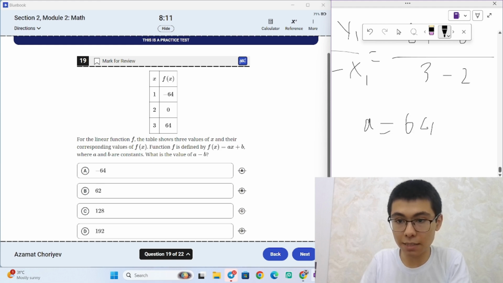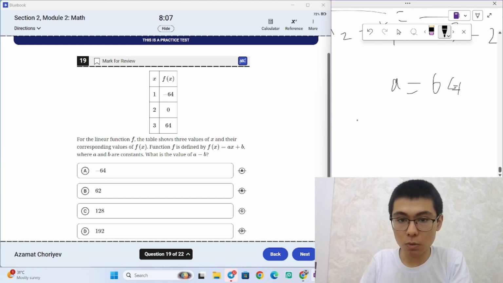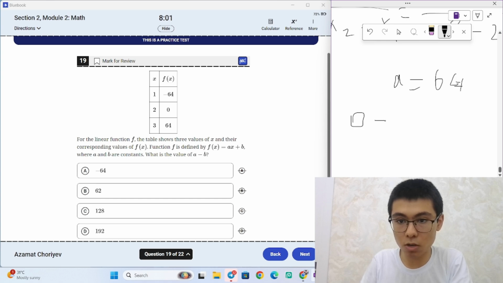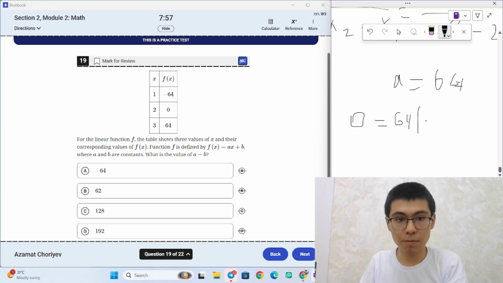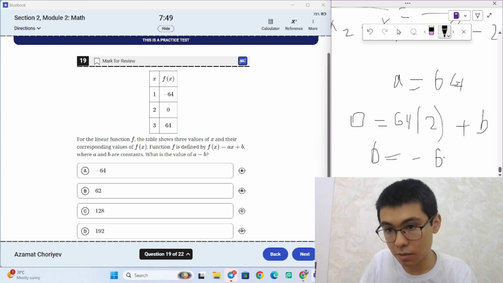And now we have to find b, the y-intercept. So let's put this in: when y equals 0, 64 times x, which is 2, plus b. So in this case, b is minus 64 multiplied by 2.